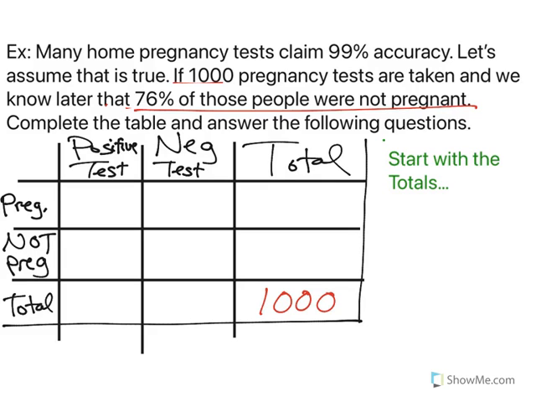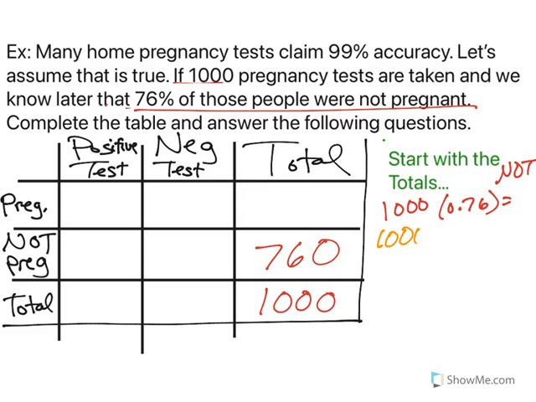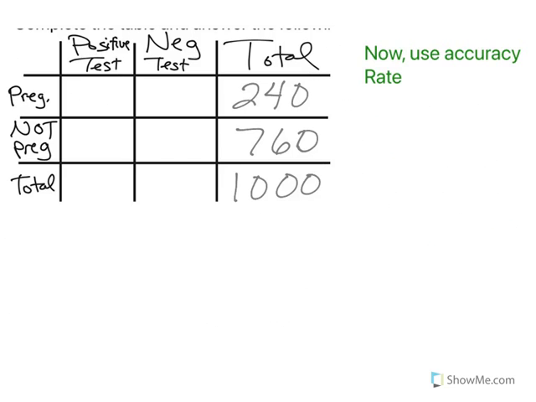Okay, well, think about how this works. If we have 1,000 people and 76% were not pregnant, that means 760 people are not pregnant. And if we have 1,000 people and 760 are not pregnant, then 240 of them are pregnant. So the totals is where we start. Okay, I just got to see what this looks like. Okay, oh look, that's what I did.